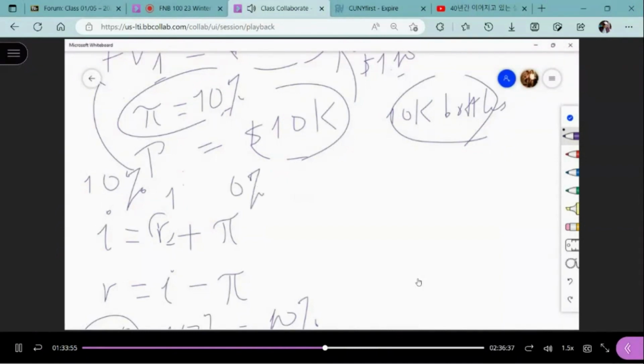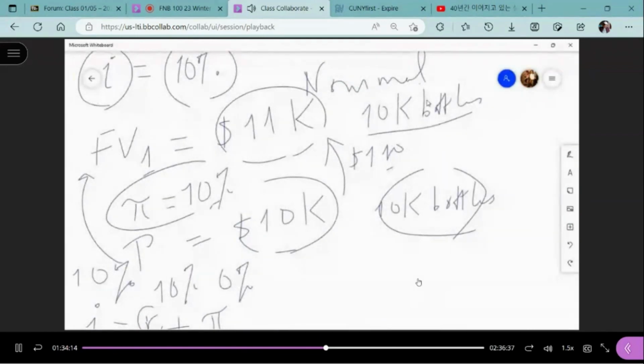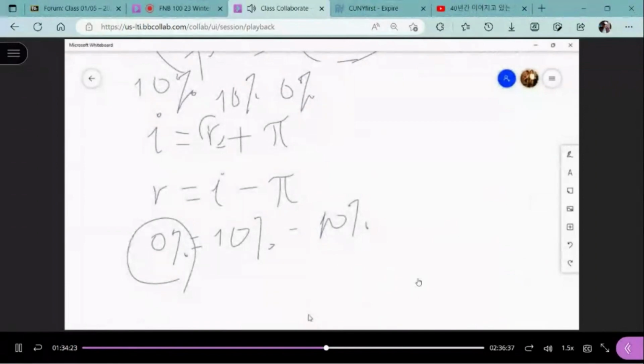On the other hand, if there was no inflation, if inflation was zero, real interest rate is 10%. Nominal interest rate and real interest rate are both equal, and that's the case where with 11K you could buy 11,000 bottles of Coke because there was no inflation, right? But here's the important thing.